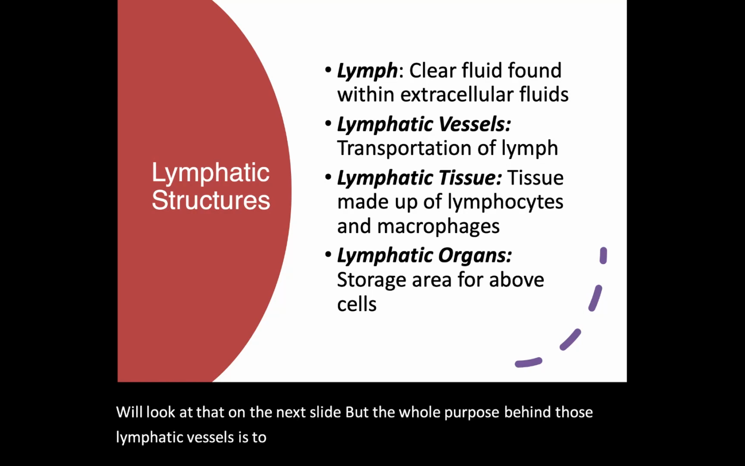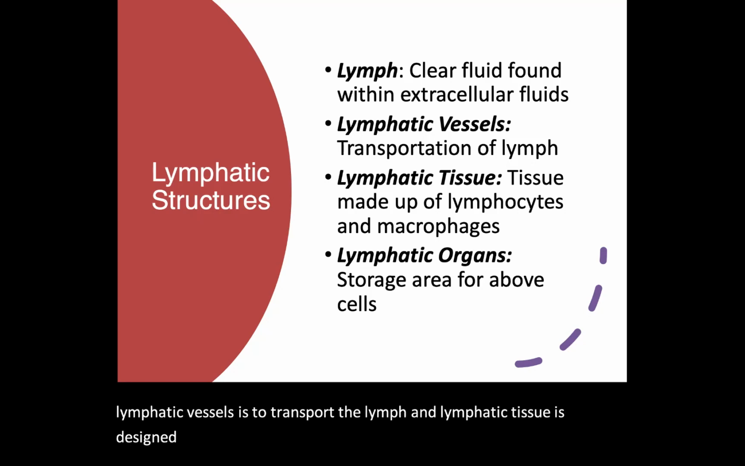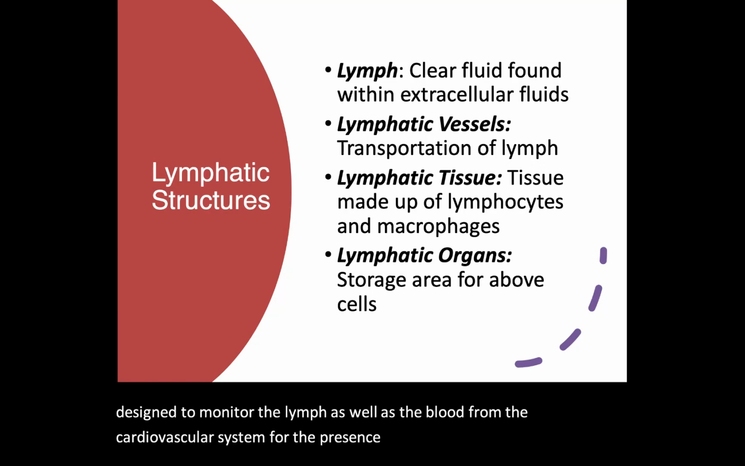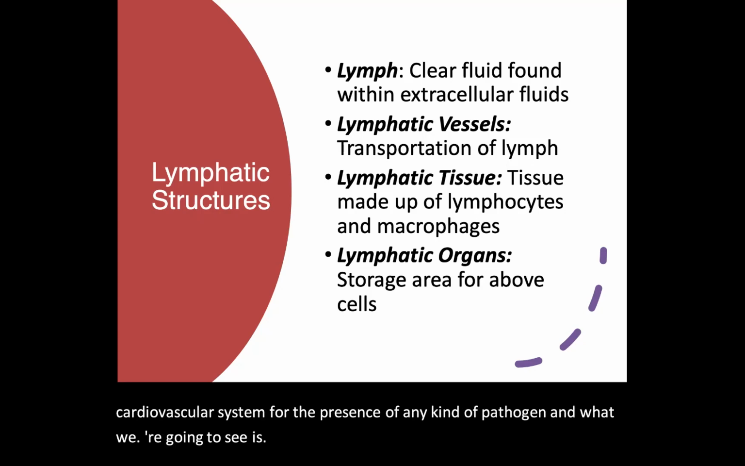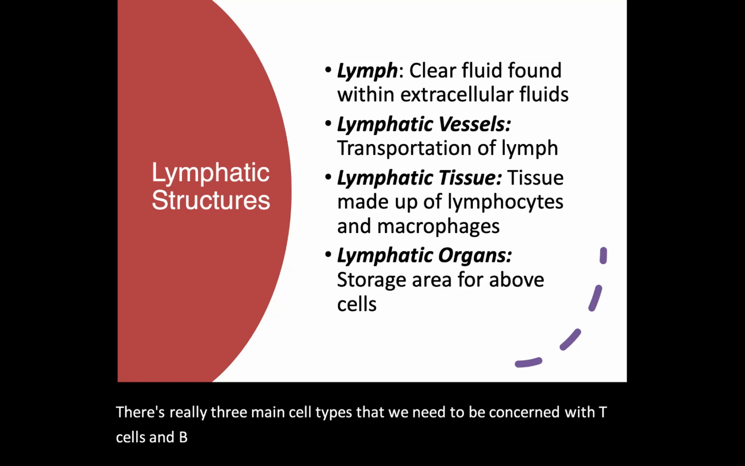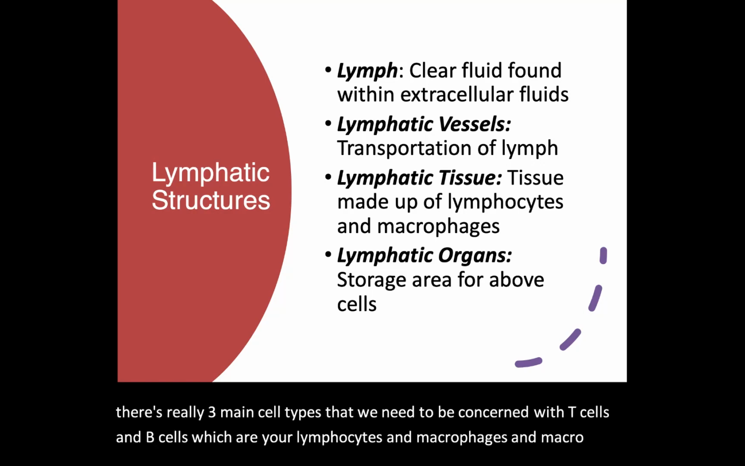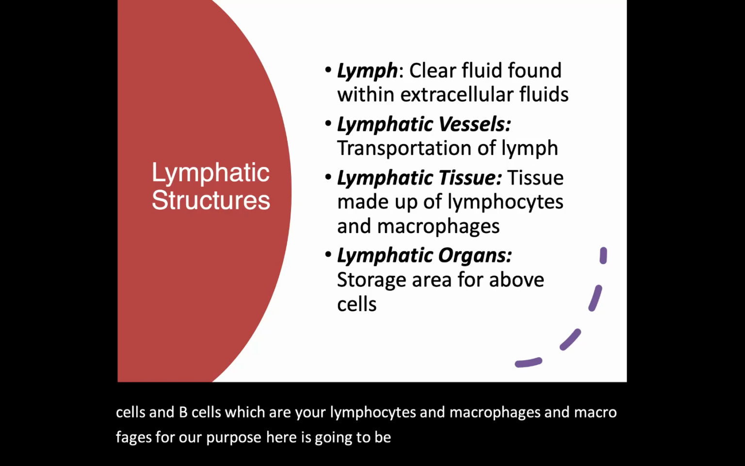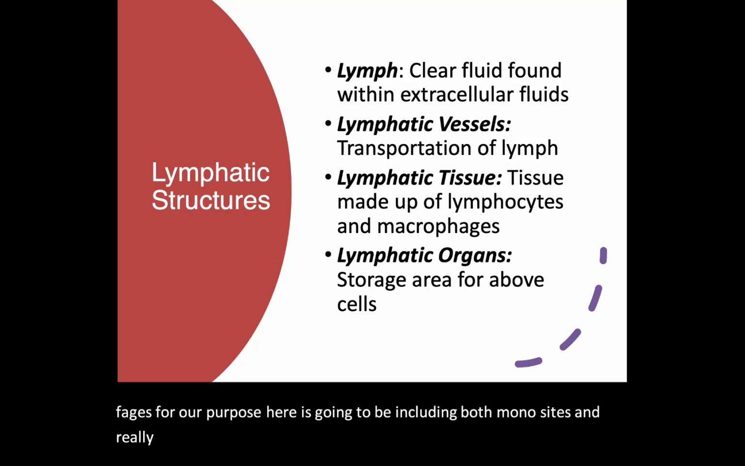transport the lymph. And lymphatic tissue is designed to monitor the lymph as well as the blood from the cardiovascular system for the presence of any kind of pathogen. And what we're going to see is there's really 3 main cell types that we need to be concerned with: T cells and B cells, which are your lymphocytes, and macrophages. And macrophages for our purpose here is going to be including both monocytes and really neutrophils. And then the lymphatic organs.